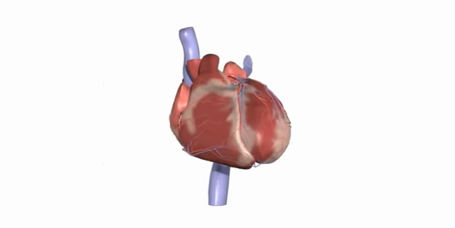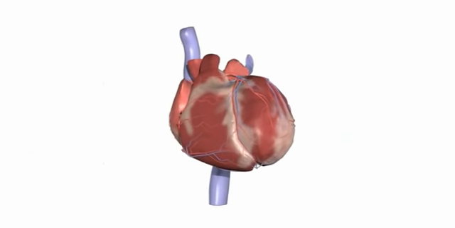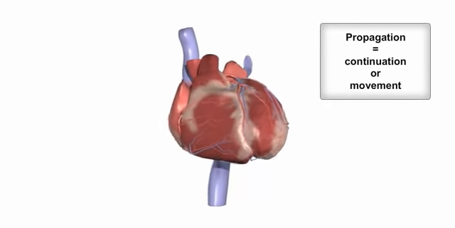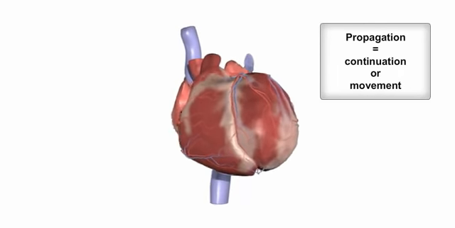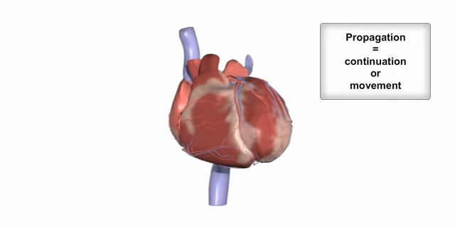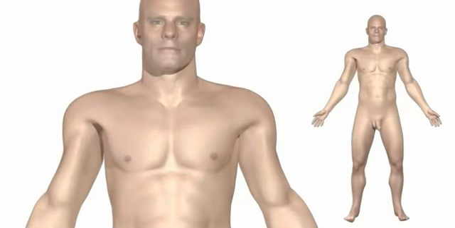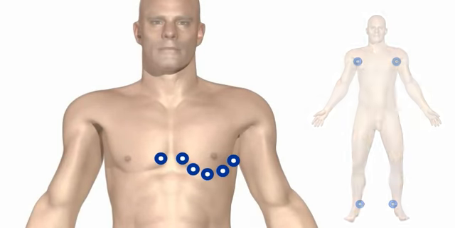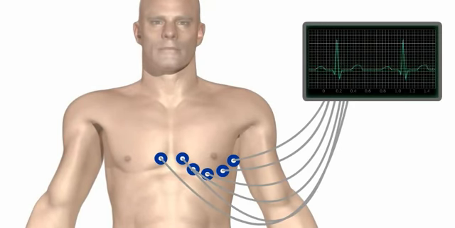The heart's conduction system controls the generation and propagation of electrical signals, or action potentials, that cause the heart's muscles to contract and the heart to pump blood. This electrical activity can be measured at electrodes placed at specific points on the skin, from which a composite recording is produced in the form of a graph.